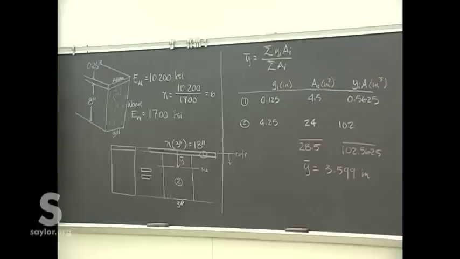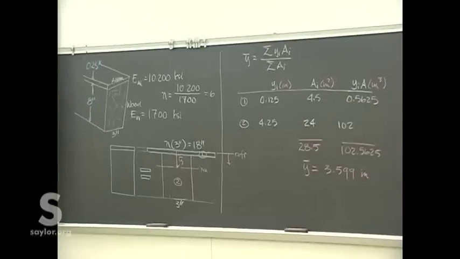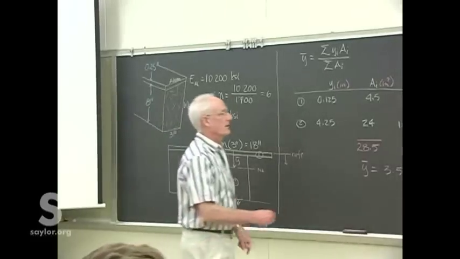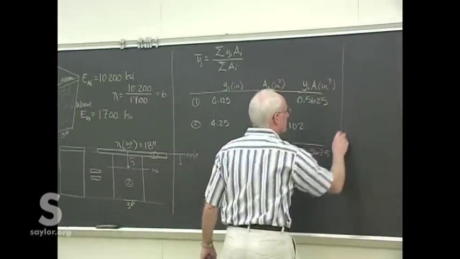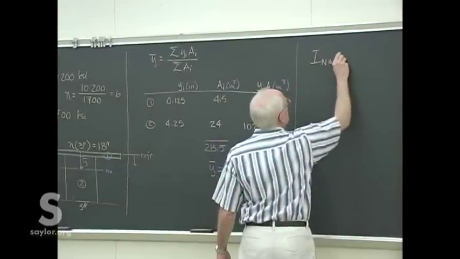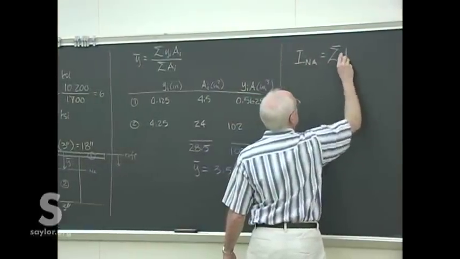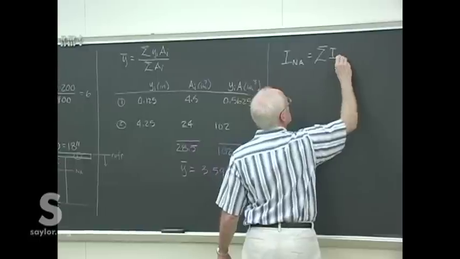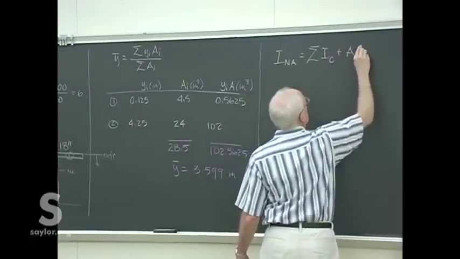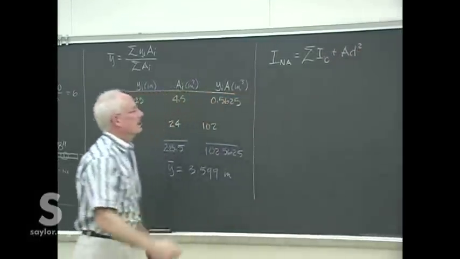Now what? Now we figure out the moment of inertia with respect to that arbitrary reference line. Which is the sum of the individual ones with respect to their own centroids plus the parallel axis theorem.